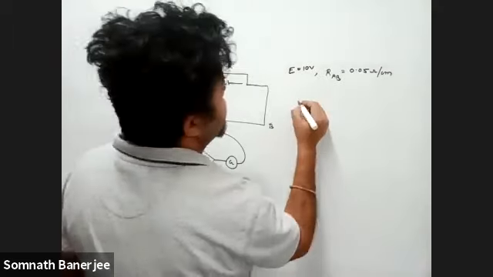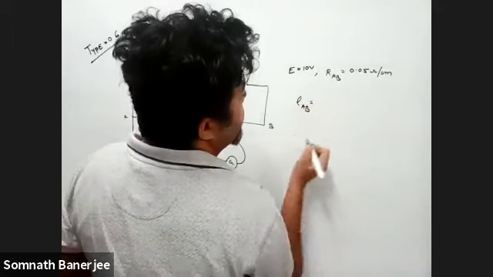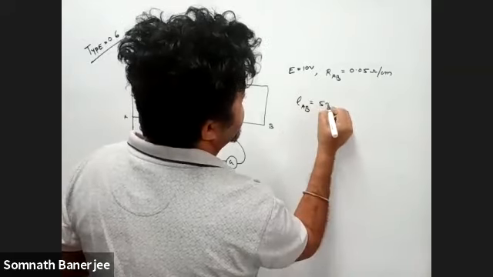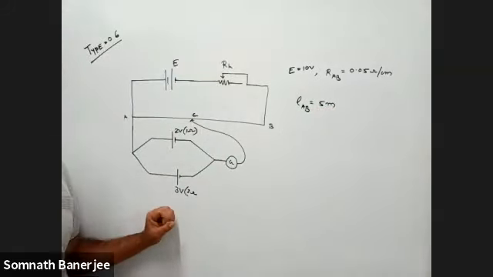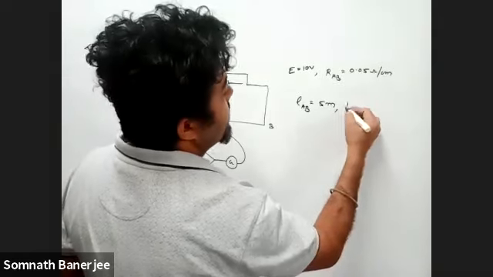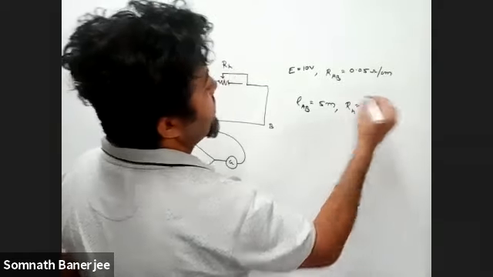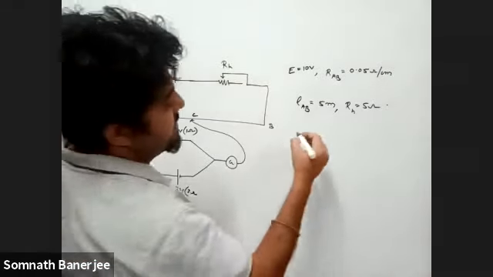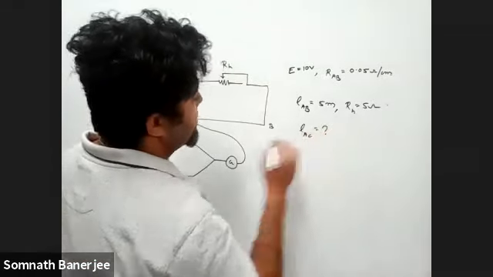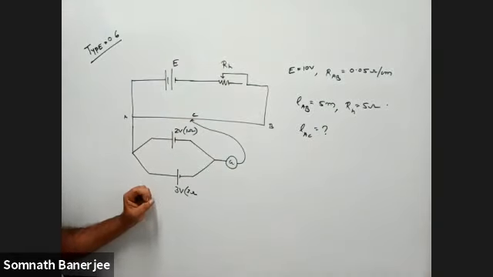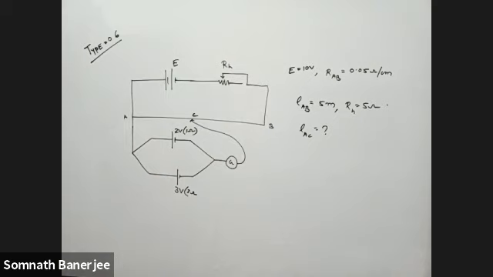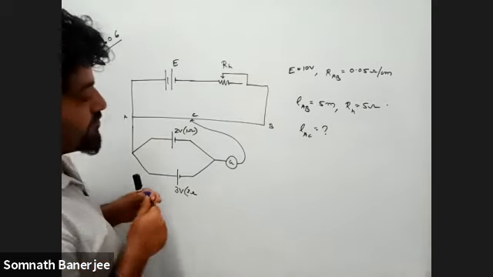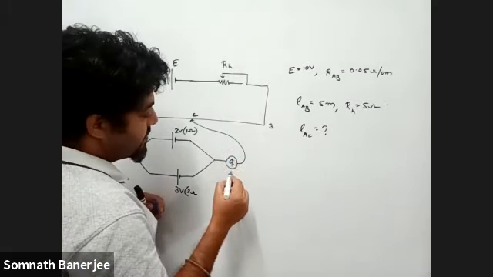If they give you per centimeter, then they give you the length. Length of AB is 5 meter, and they also give you the resistance of the rheostat, 5 ohm. And the question is: find the balancing length of AC. That means where you put the jockey so that the deflection on the galvanometer is 0. So IG is 0.